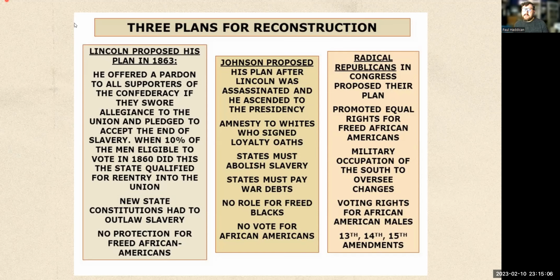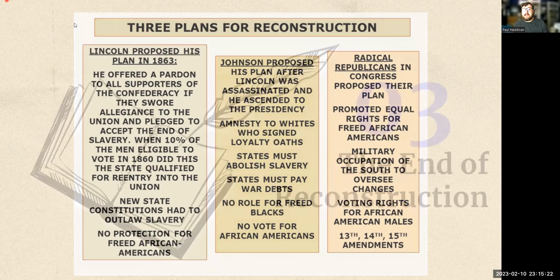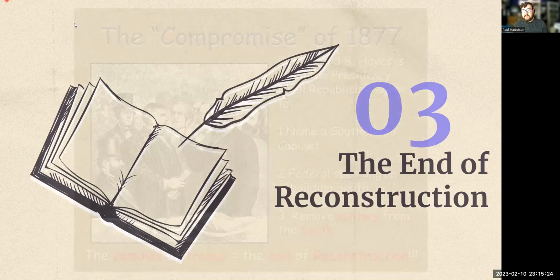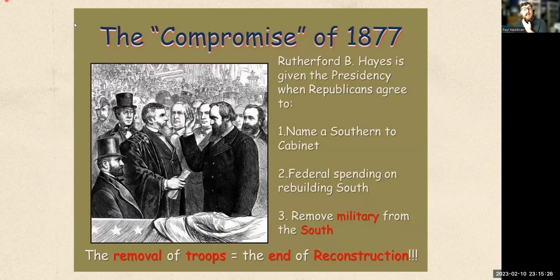And ultimately, what happens is the majority of the southern states will meet their requirements to re-enter the Union and end their military occupation. Louisiana will be one of the last ones to do it, and we only rejoined the Union at the end of Reconstruction because of the Compromise of 1877. The Compromise of 1877 happens in 1877 with the election of Rutherford B. Hayes as the president.